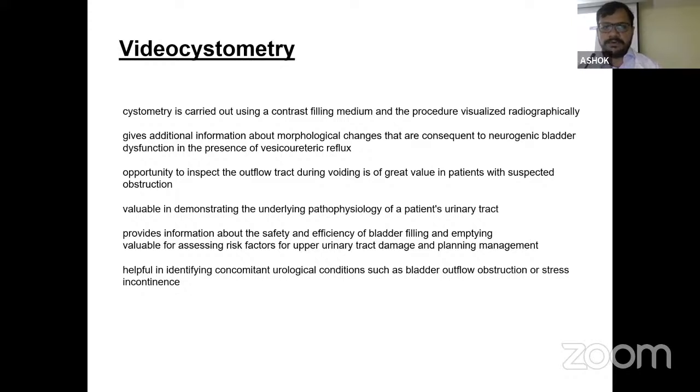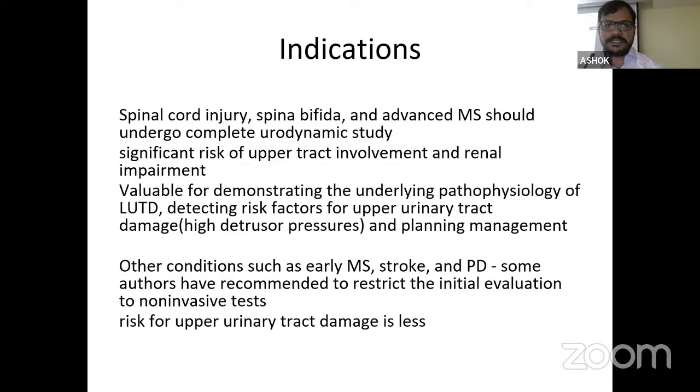The opportunity to inspect the outflow tract during voiding is of great value in patients with suspected obstruction. It is valuable in demonstrating the underlying pathophysiology of a patient's urinary tract, provides information about the safety and efficacy of bladder filling and emptying, is valuable for assessing risk factors for upper urinary tract damage and planning management, and is helpful in identifying concomitant urological conditions such as bladder outflow obstruction or stress incontinence.